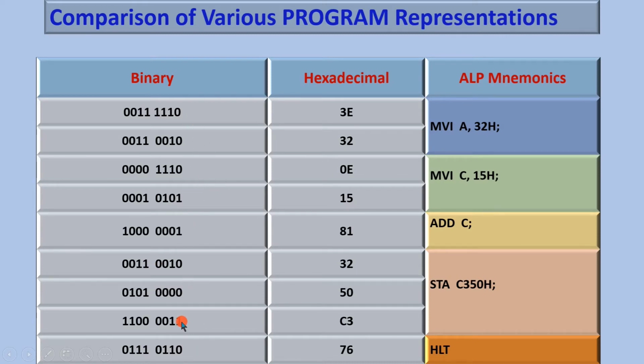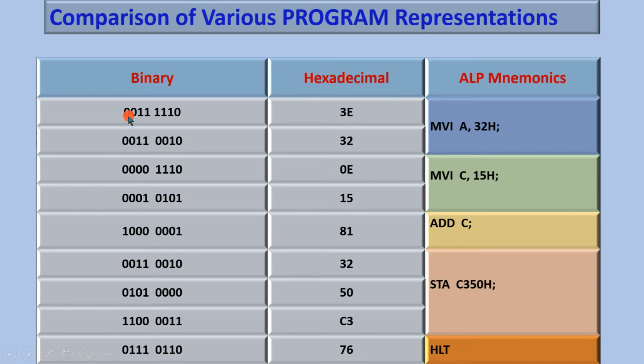Why are these numbers not much distinguishable? The reason is that it has only two symbols. Any binary number is just a string of two symbols, zeros and ones, and therefore it is very difficult to identify, to recognize, to write, and to enter into the computer. I mean, to enter this program into the computer.